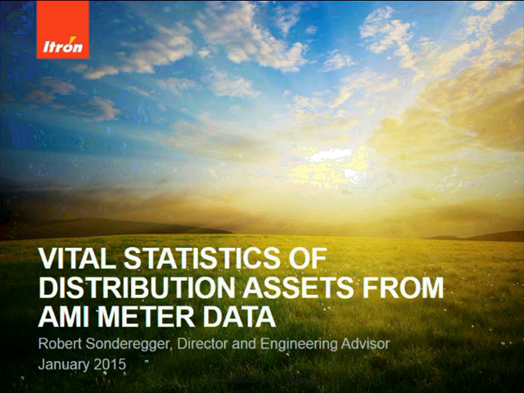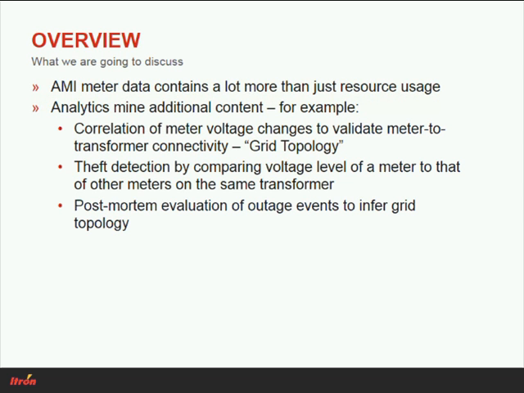Specifically, I'd like to speak about some technical information that we can get from analyzing some AMI data. And I will make three examples. One is of how to use correlation of meter voltage changes to validate meter-to-transformer connectivity. Another one is a novel approach to theft detection. And the final one, if we don't run out of time, is how to use a post-mortem evaluation of outage events to also get to grid topology.